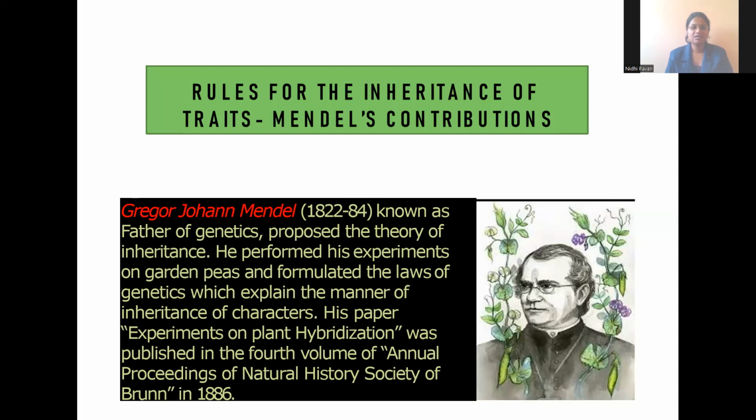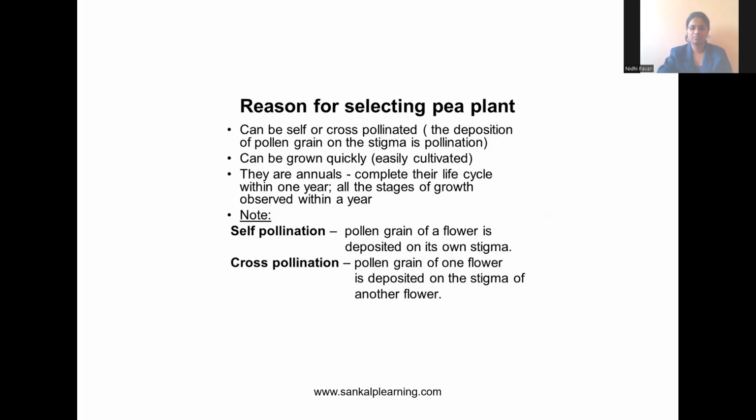Then, whatever he observed in his experiments, he published in a paper named Experiments on Plant Hybridization. This was published in the fourth volume of the Annual Proceedings of the Natural History Society, which was the famous journal of Brunn at that time, in 1886. So this is a brief introduction about Gregor Johann Mendel.